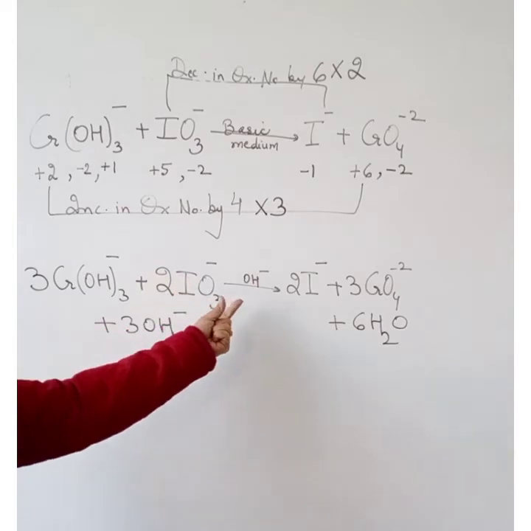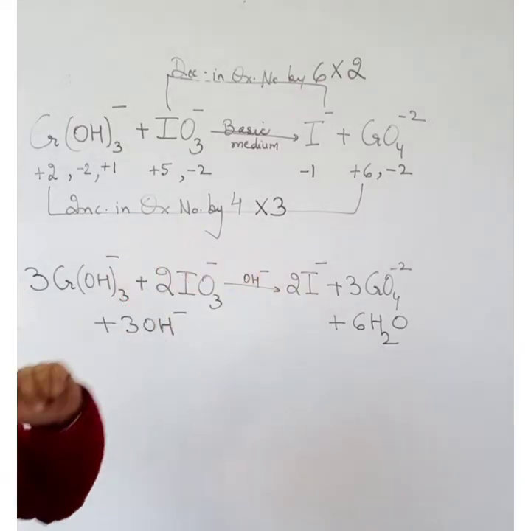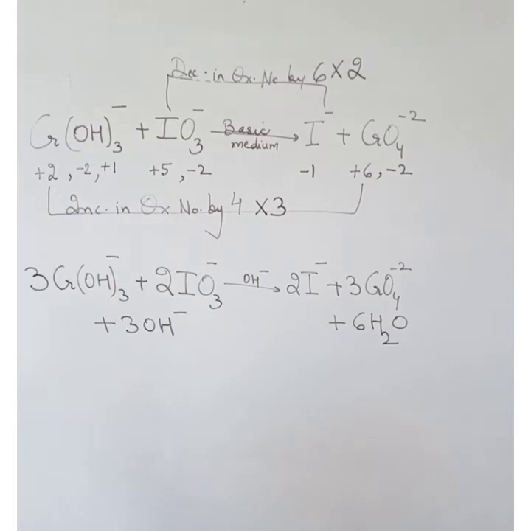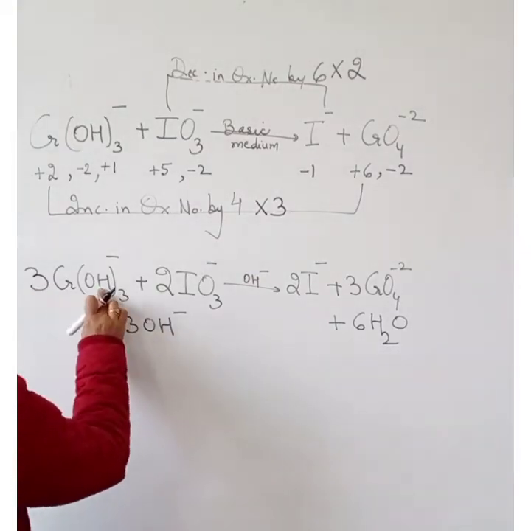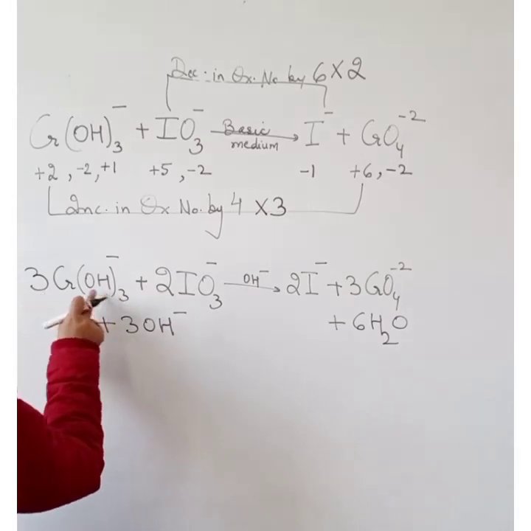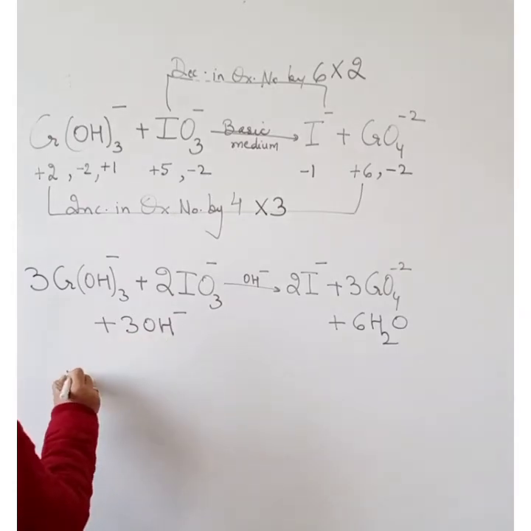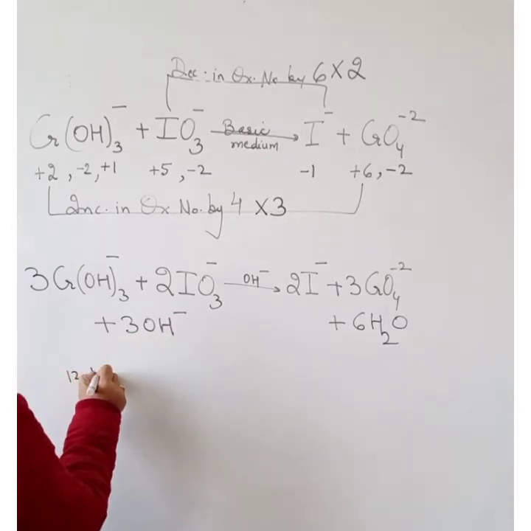Check the medium. The medium is basic. In basic medium, hydrogen is balanced by adding water molecules on the deficient side and same number of OH minus ions on the other side. So let us first of all count. 3 3s are 9 hydrogen here. 3 3s are 9 and 9 plus 3. That means 12 hydrogen.